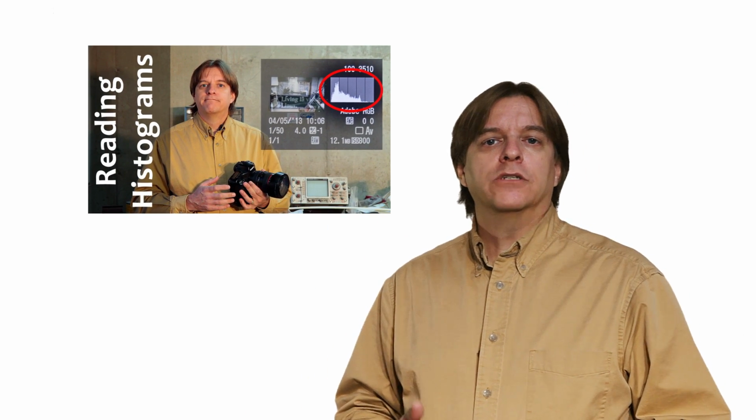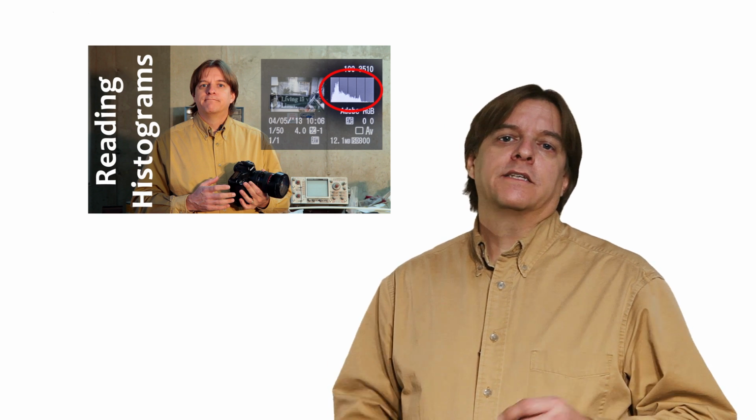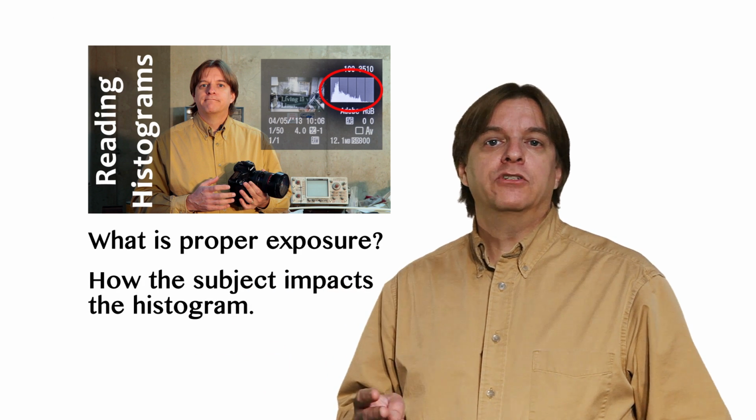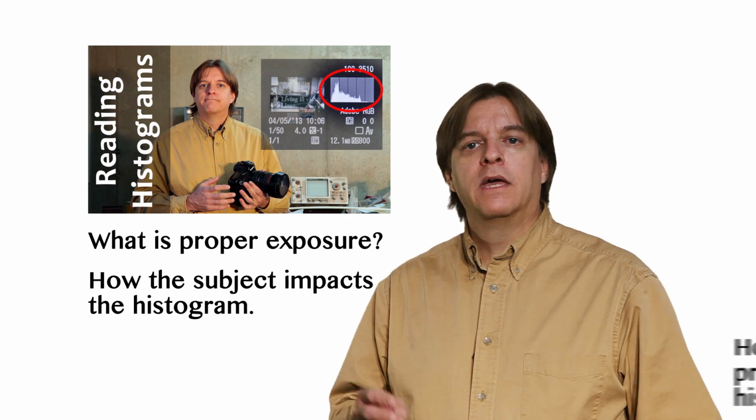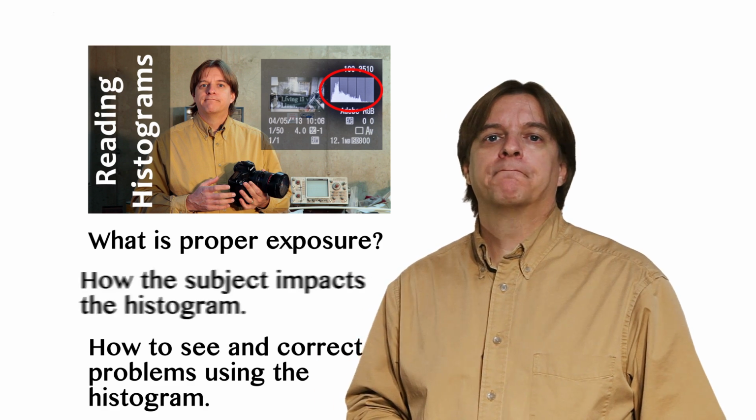In this previous video, I explained what all the information on a histogram means. Today, we'll look at the exposure as it relates to the histogram. What is proper exposure? How do different types of images impact exposure and the histogram? And finally, how to see exposure problems on the histogram and what to do to correct them.